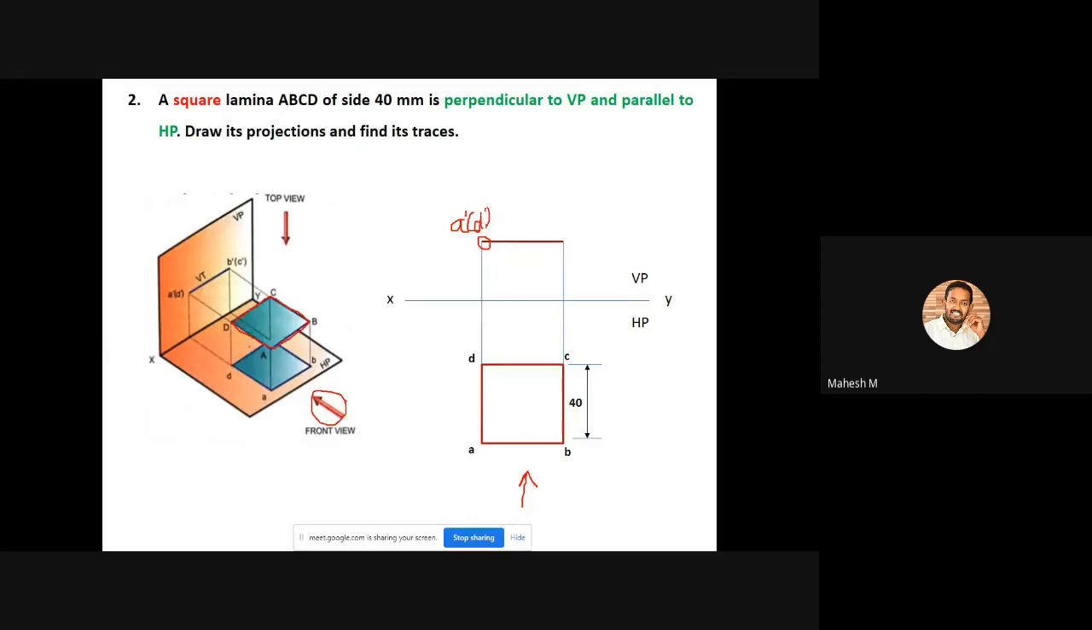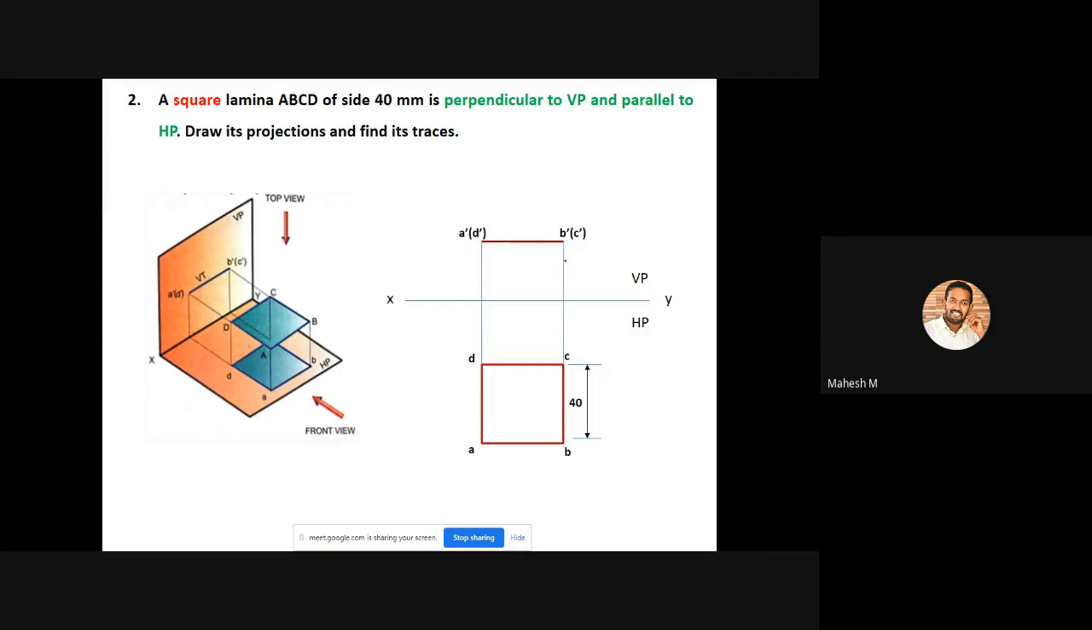Okay, so next, B dash, of C dash. Okay, B dash of C dash. So this is our notation. Okay, so now you have to mark the traces.